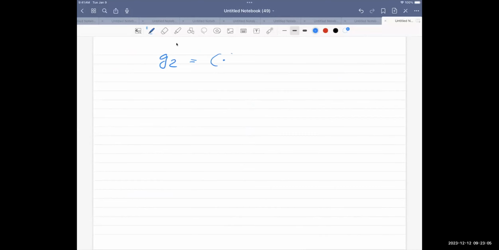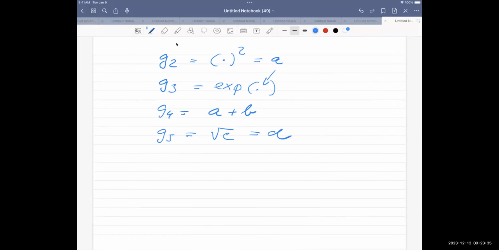I'm just putting that as a dot squared. So that defines a. g3 would in this specific case be the exponential of a, so we will put in a here. g4 would simply be given by a plus b, so that would contain g2 plus g3. And g5 would simply be the square root of c, which is equal to d.